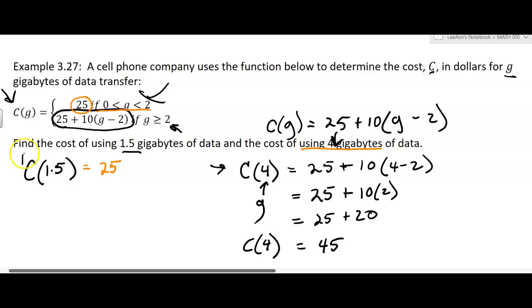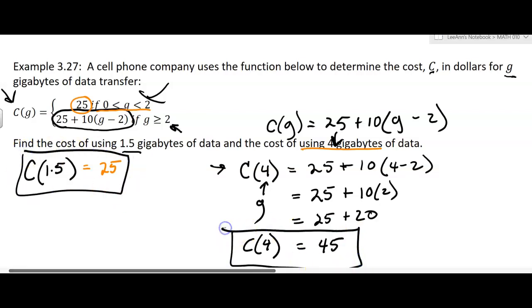Okay, so these were the answers. Cost of 1.5, cost of 4, and those were in dollars.